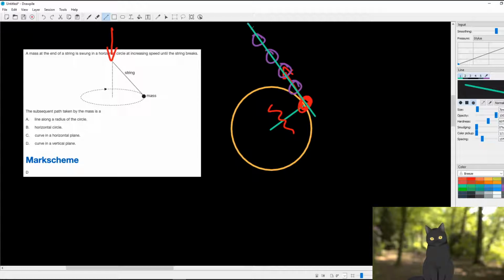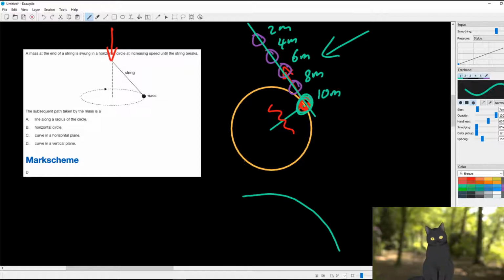But in actual fact, if you consider this position, the height may be 10 meters. At this position drops to 8 meters, 6 meters, 4 meters, 2 meters. So if you look from this angle, it's actually going downwards, vertically. You understand what I mean? So therefore curve in a vertical plane.